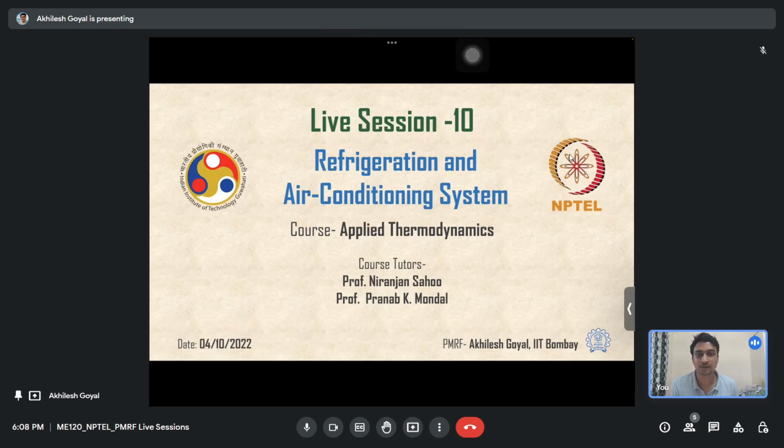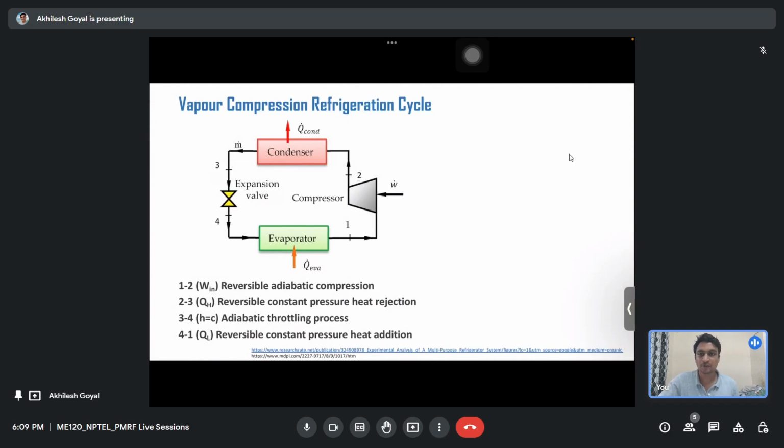So today we will start refrigeration and air conditioning system. Before starting the questions, we will look at some main concepts in the refrigeration and air conditioning system. Simply we call it RAC, refrigeration and air conditioning. To start with, refrigeration system can be divided into two parts. The one is vapor compression refrigeration cycle, and the second is vapor absorption cycle. Today we will look into both the aspects.